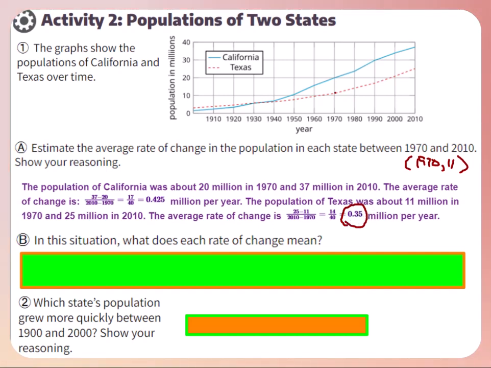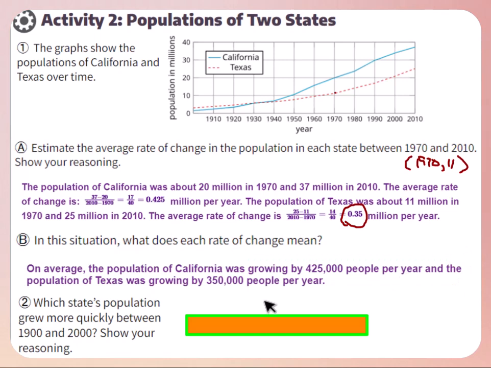Now look at that question. You found the answer to that question. What does that mean? What does each rate of change mean? On average, the population in California was growing by 425,000 people per year, and the population of Texas was growing by 350,000. I said million, 425,000. Texas, 350,000, because we're talking about millions.